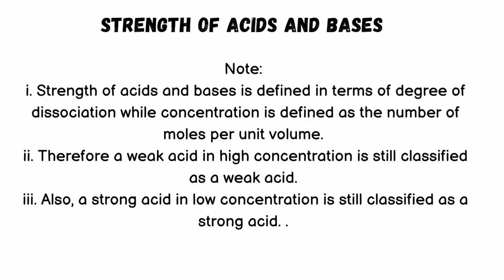Strength of acids and bases is defined in terms of degree of dissociation, while concentration is defined as the number of moles per unit volume. Therefore, a weak acid in high concentration is still classified as a weak acid. Also, a strong acid in low concentration is still classified as a strong acid.